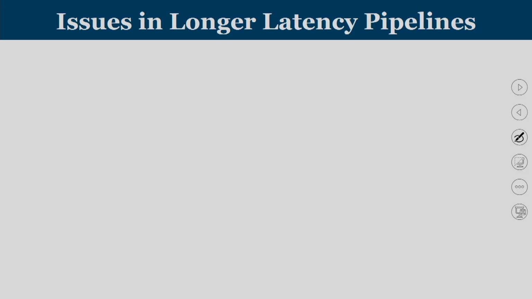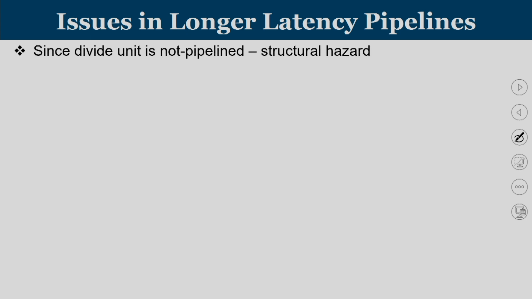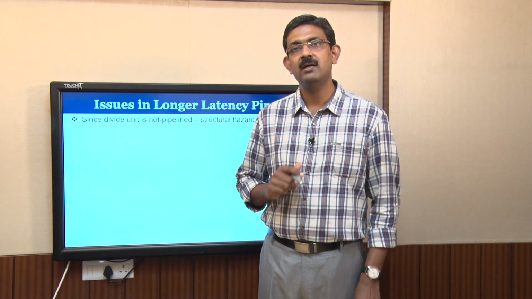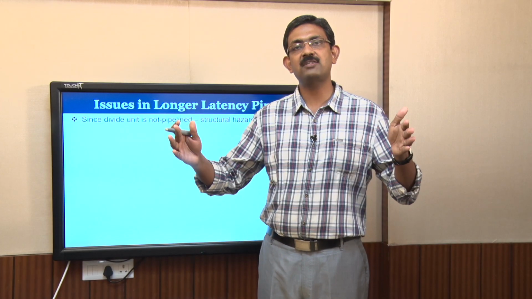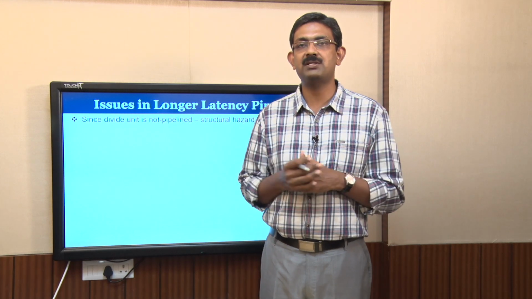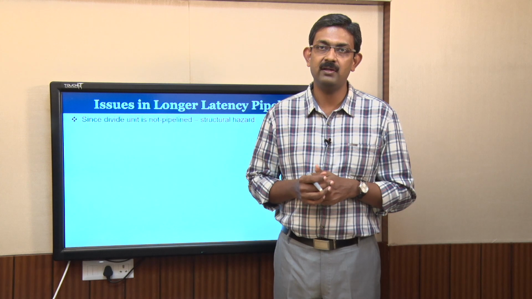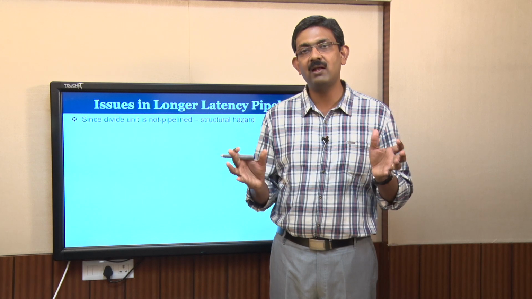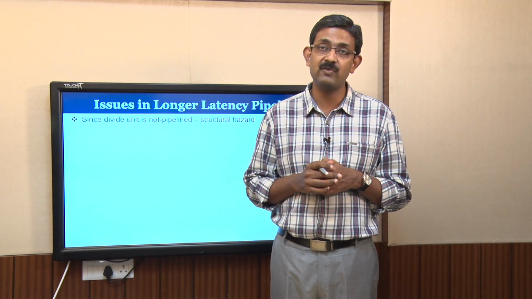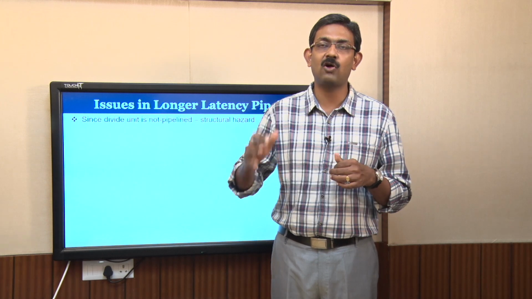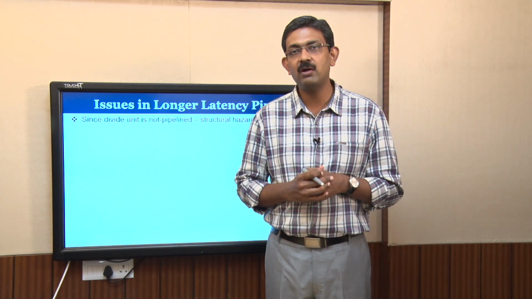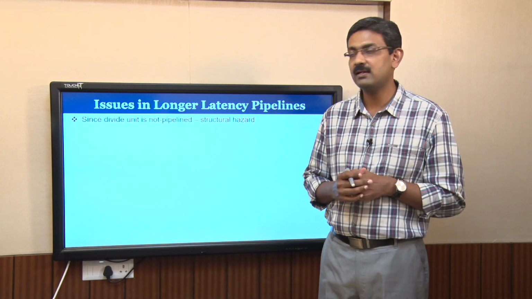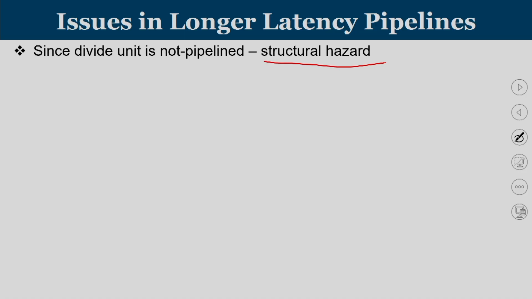Now, what are the issues when you have a long latency pipeline like this? The first issue is a structural hazard. Since your floating point division unit is not pipelined, for the next 24 cycles no other operation can use your division functional unit. The division functional unit is not available for any other operands for the next 24 cycles. Already my functional unit is busy, I cannot use it for any other instruction. That will create a structural hazard. So once you start a division, for the next 24 cycles, no more division is permitted.